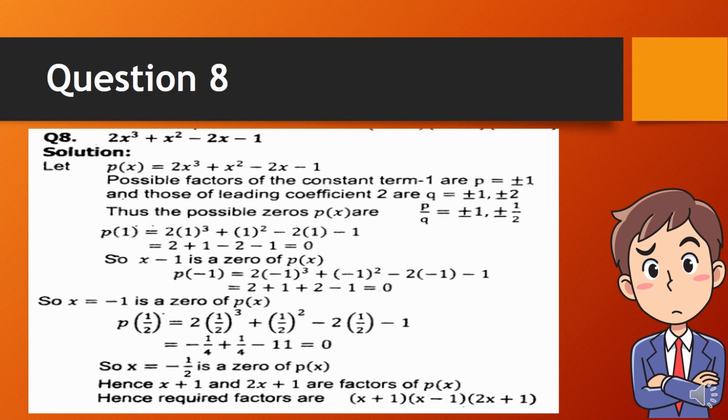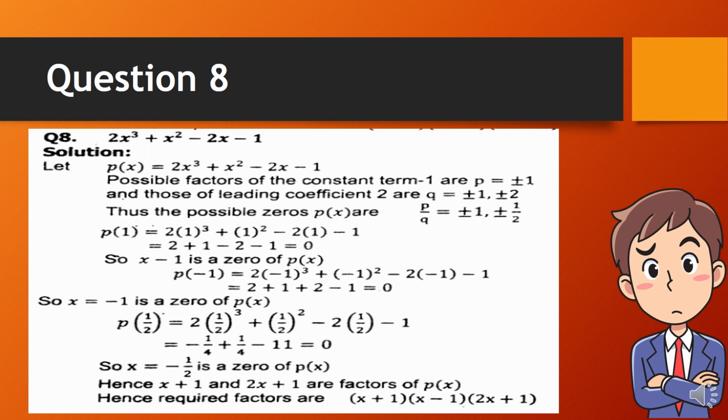Now in question number 8, you have 2x cubed plus x squared minus 2x minus 1. So the factors of the constant term, that is 1, are plus minus 1, and the factors of the leading coefficient, that is q, here we have 2. The factors are plus minus 1, plus minus 2. So p by q will be plus minus 1, plus minus 1 by 2. Now replacing the given numbers to check whether they are the factors or not. So P of 1 will give you 0. So you can write x minus 1 is a factor of P of x.